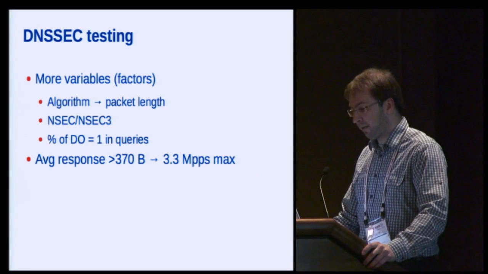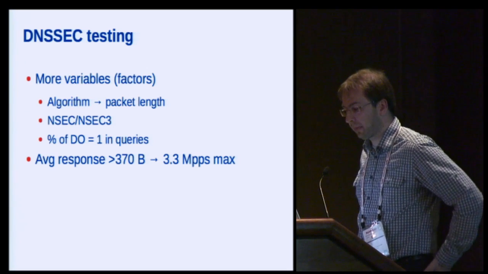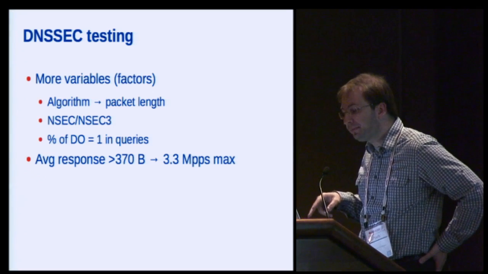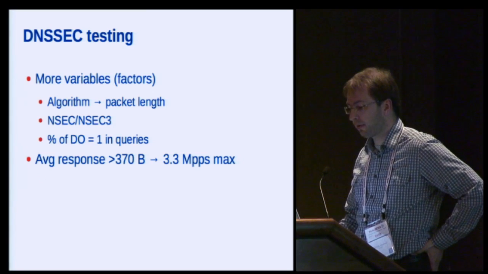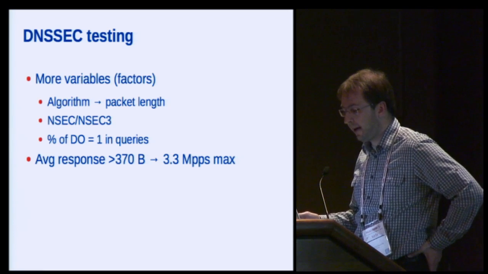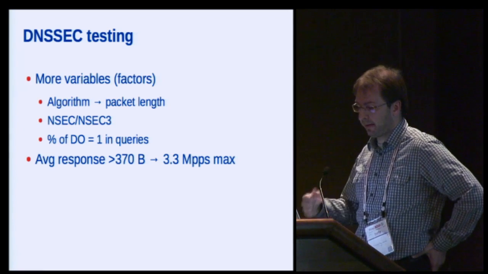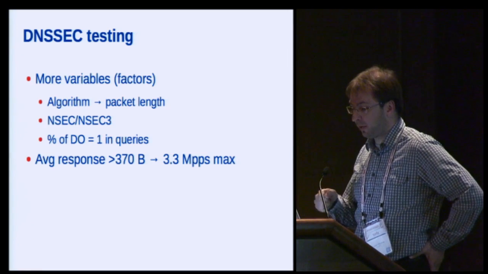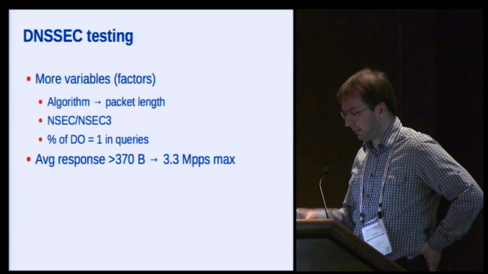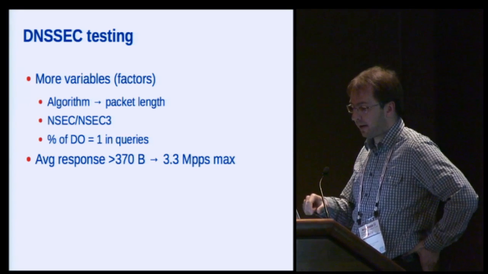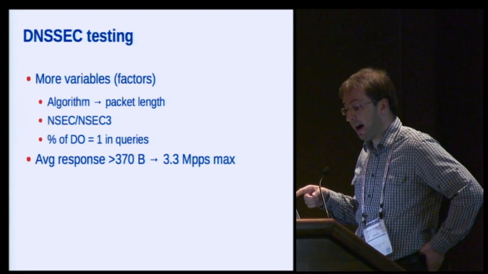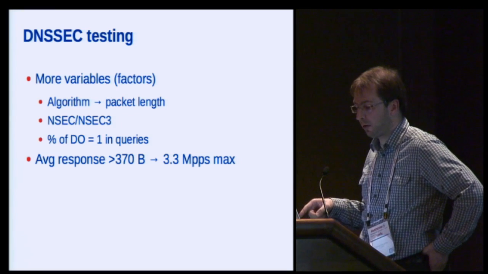The latest addition to our effort is testing of DNSSEC, or the impact of DNSSEC on Knot DNS as well as on other authoritative servers. The DNSSEC adds more variables to the tests, because you can choose the algorithm for signing, you can choose NSEC or NSEC3, and of course you can choose the number of queries that allow responses with DNSSEC included. So we concluded that the average response with DNSSEC is about 370 bytes, which is quite high, and it limits the theoretical performance to 3.3 million packets per second.